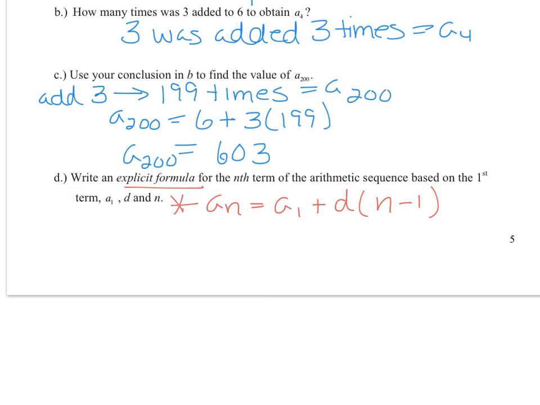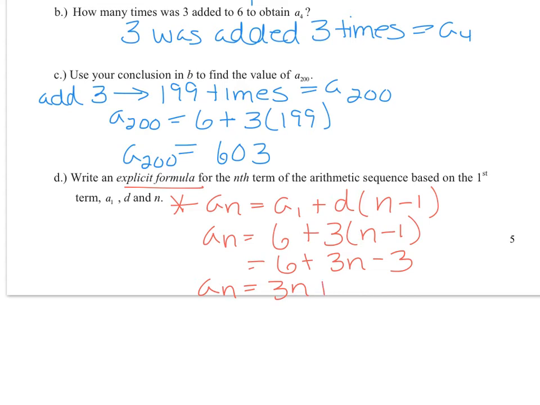So now we're just going to fill in what we know. A sub n equals, do we know the first term, a sub 1? Yes, we do. It's 6. Plus, do we know the common difference? What was being added to every term? You're right, 3 times n minus 1. So now we're just going to neaten it up. So we have 6 plus 3n minus 3, or a sub n equals 3n plus 3. So there's my formula. That formula will give me any term.